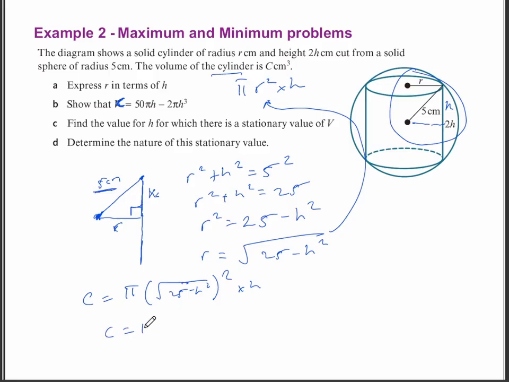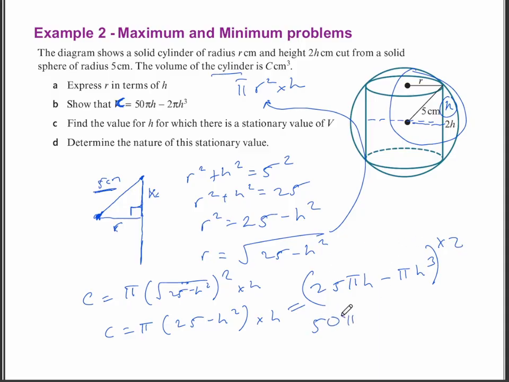This gives us C equals pi times 25 minus h squared times h, which ends up giving us 25 pi h minus pi h cubed. Remember, this is just for half the cylinder because we used the height as h, while the height of the entire cylinder is 2h. Therefore, we just take this volume right here and multiply by 2 to get the entire cylinder because we just found half of that cylinder. Therefore, we're going to get 50 pi h minus 2 pi h cubed, which is what we wanted.